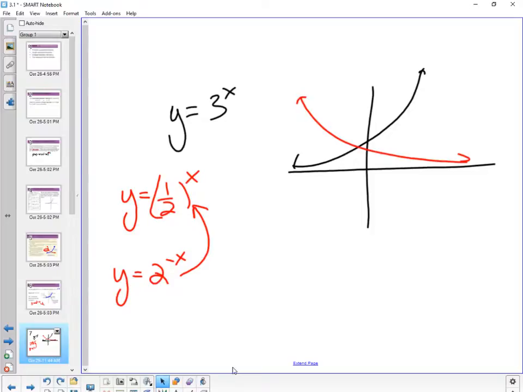My question was, what if a was negative? What if a was negative? Well, you tell me. That'd be a reflection over the x-axis. That should be a reflection over y, right? Why?